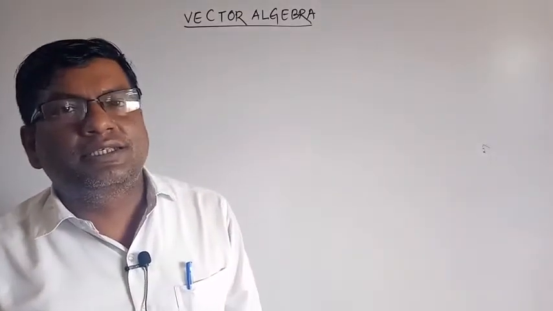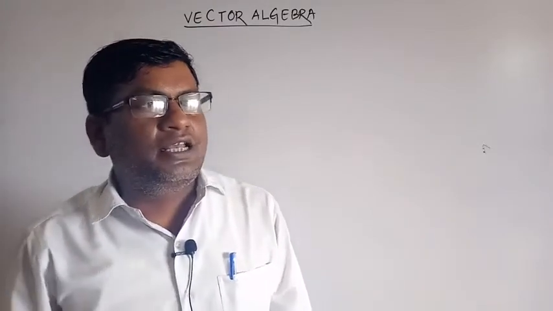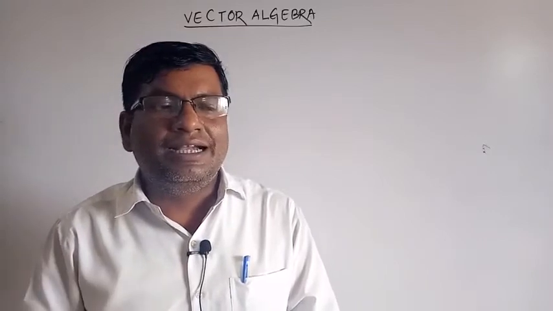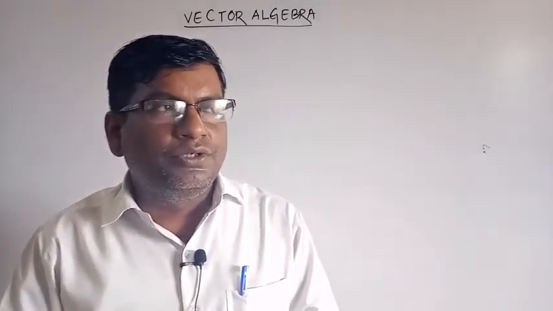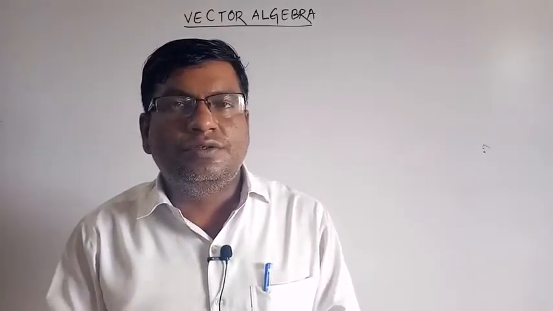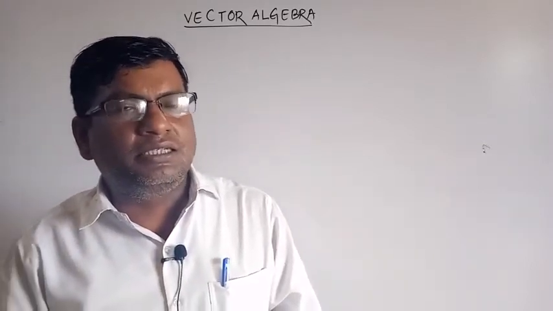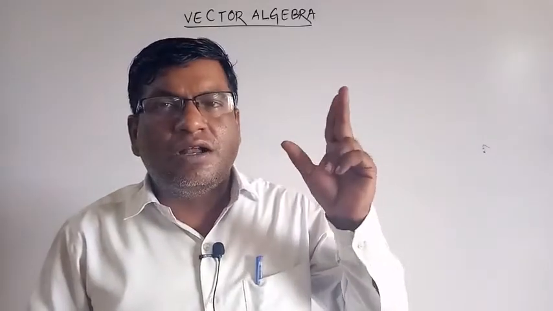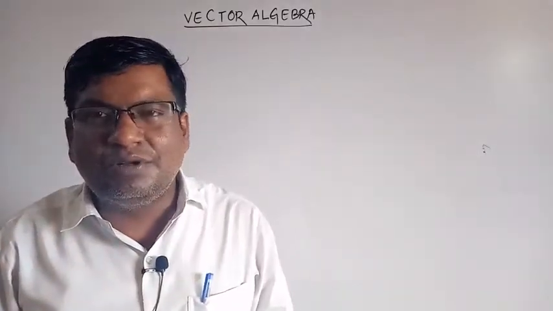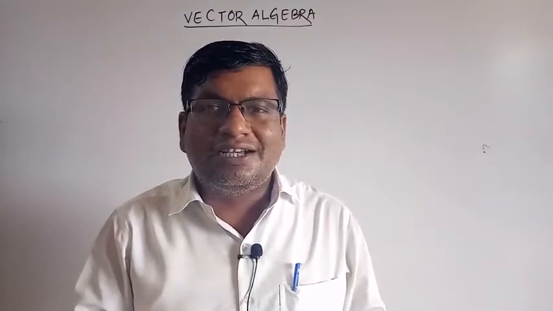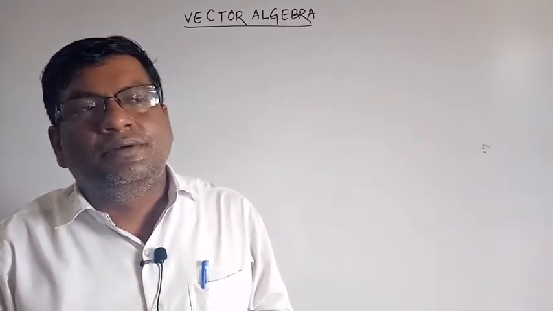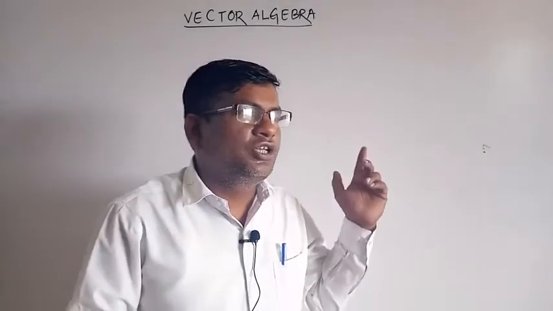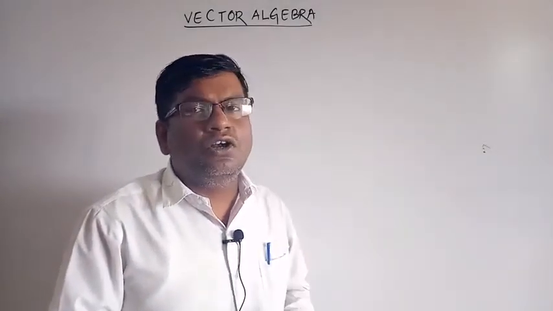Dear students, in last class we discussed the fundamentals of vectors and some related problems. Today we are going to discuss the product of two vectors. There are two types of product of two vectors: number one is dot product or scalar product, and number two is cross product or vector product. Let's discuss the scalar product or dot product.